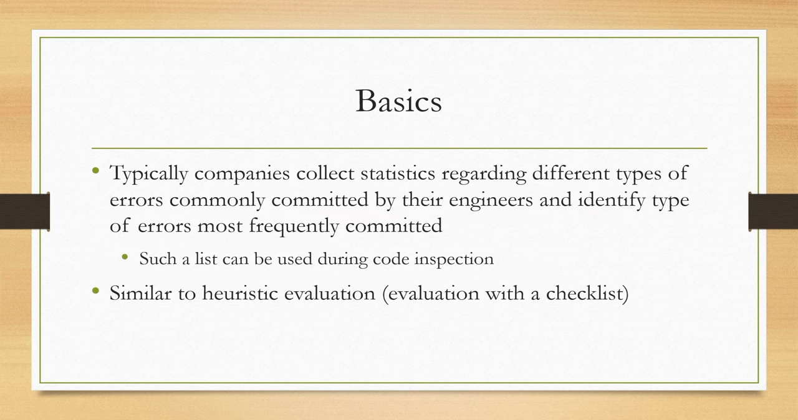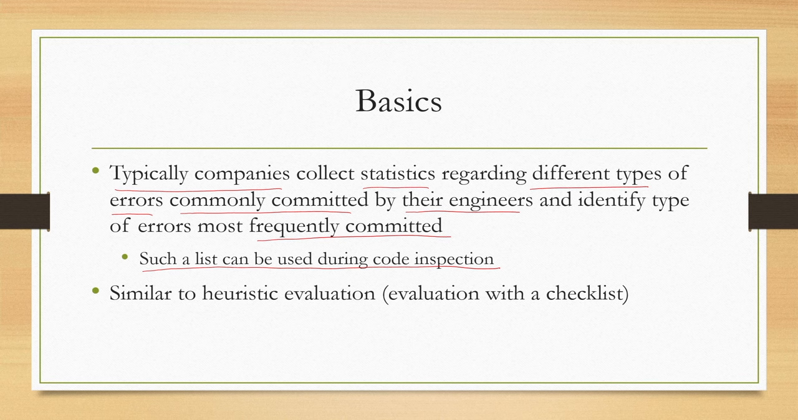One thing that we should know is that typically companies collect several statistics regarding different types of errors that are commonly committed by their engineers and programmers and identify the type of errors that are most frequently committed. That is a common practice across industries. Now, that list can serve as a checklist during code inspection.